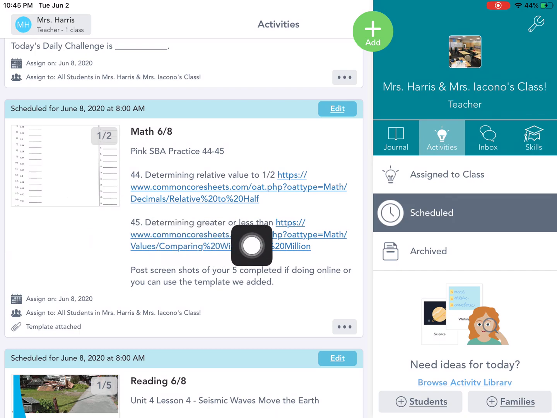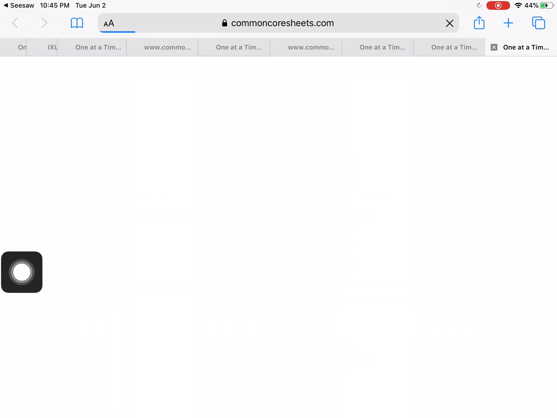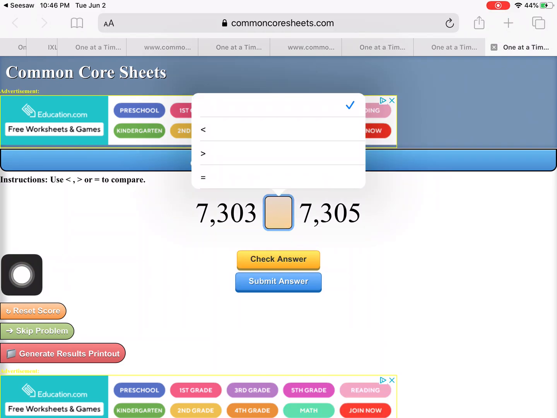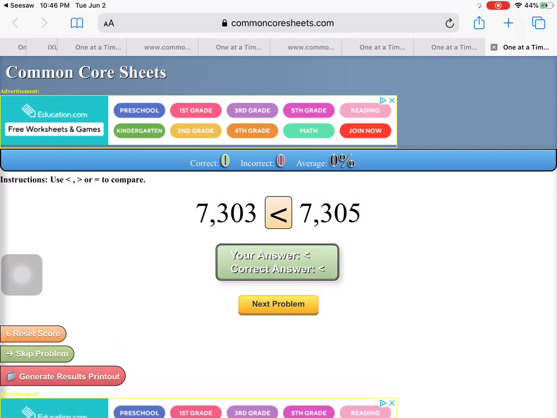The next one is determining greater or less than. I guess these are kind of easy because you're comparing regular numbers, it looks like. So I'm going to look at 7,303 and 7,305, and I look at the 7, they're the same. Look in the hundreds, the 3s are the same. Look in the tens, the 0s are the same, so they're equal so far. But now I get to the ones. 3 is less than 5, so I'm going to pick, whoops, that's the wrong sign. Less than. Check my answer.